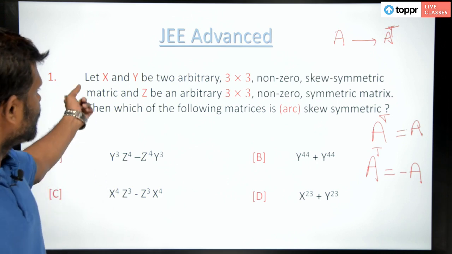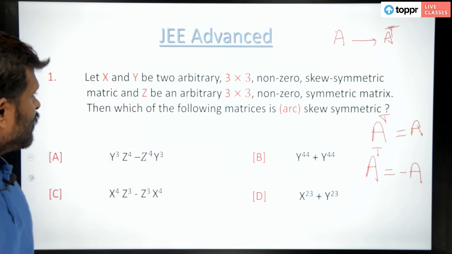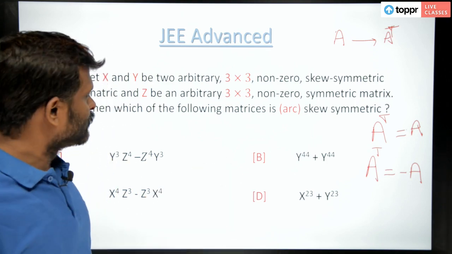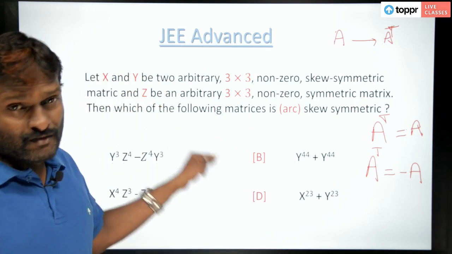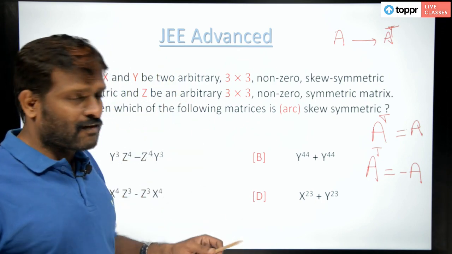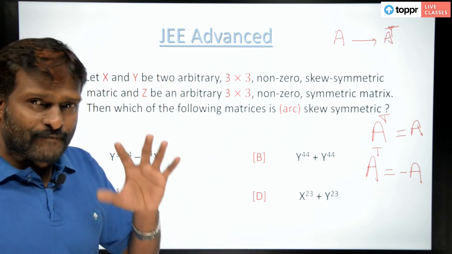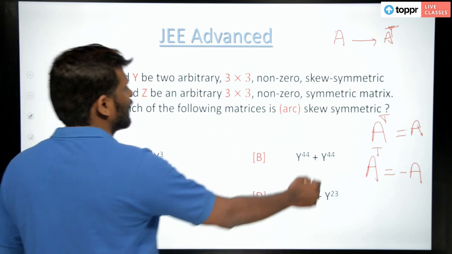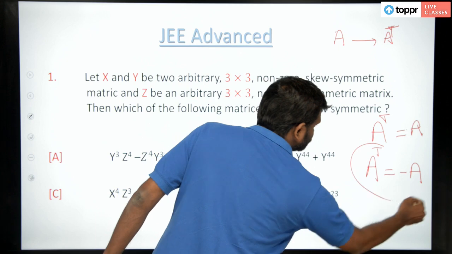Here we are given x and y, two matrices whose orders are 3 by 3, so they are square matrices, and they are non-zero. That means they are not completely zero; some of the elements are definitely non-zero. And they are skew symmetric. That means x and y are skew symmetric.